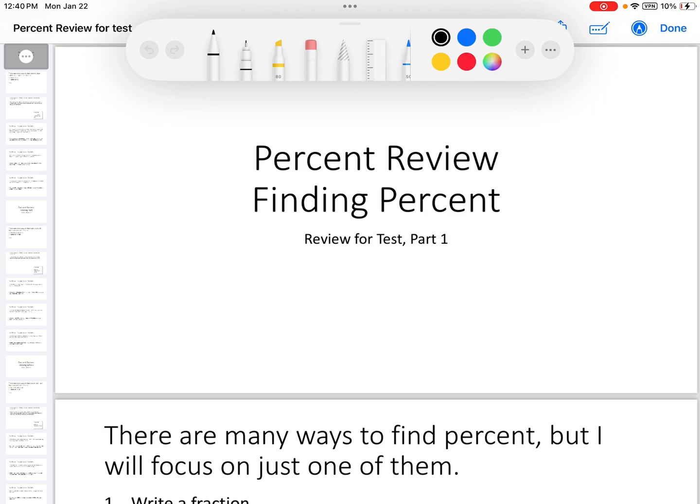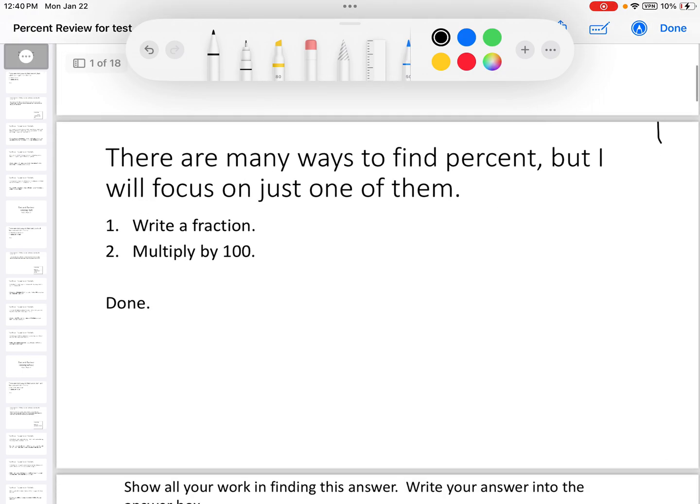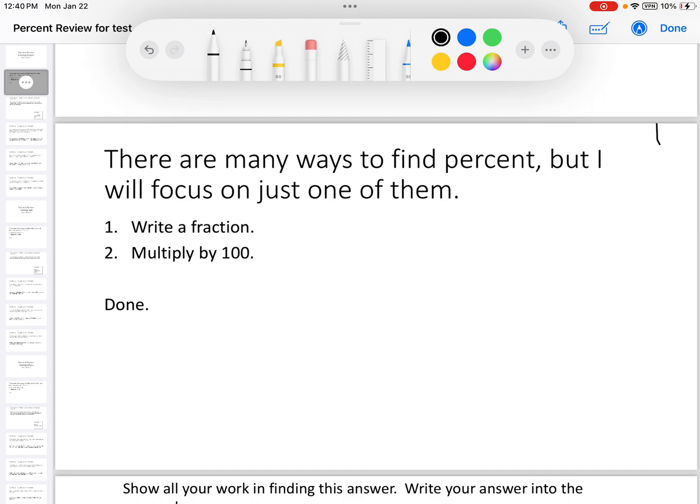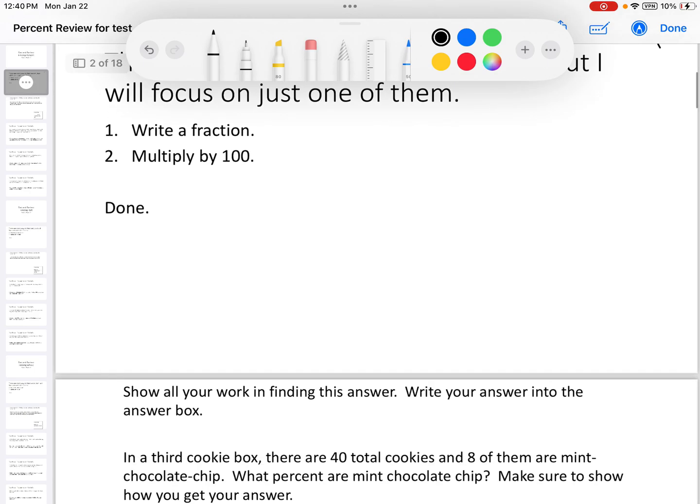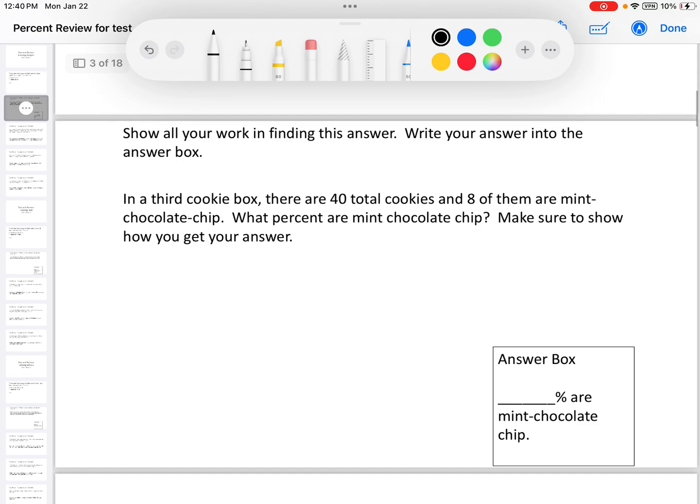Okay. Step one, finding percent. There are many ways to find percent, but I'll focus on just one of them. You write your fraction, multiply it by 100, finished. Here is an example. In a third cookie box, there are 40 total cookies. 8 of them are mint chocolate chip. Let's write the fraction. 8 over 40. 8 cookies out of 40, 8 over 40. Times 100 to turn it into a percent. So you do 8 divided by 40 times 100, and you get 20. So the answer is 20%.